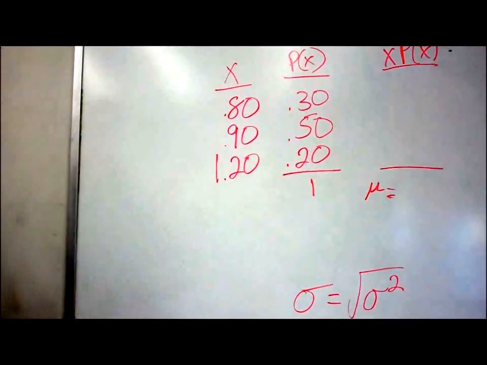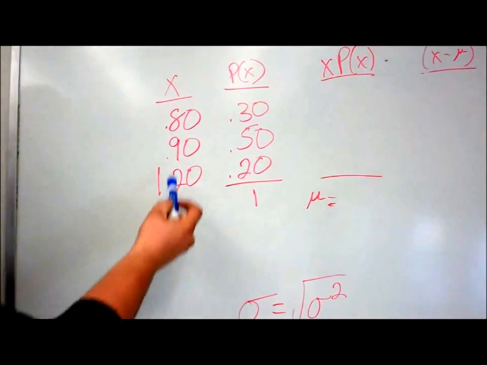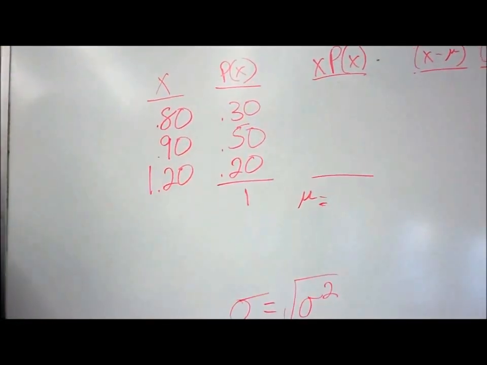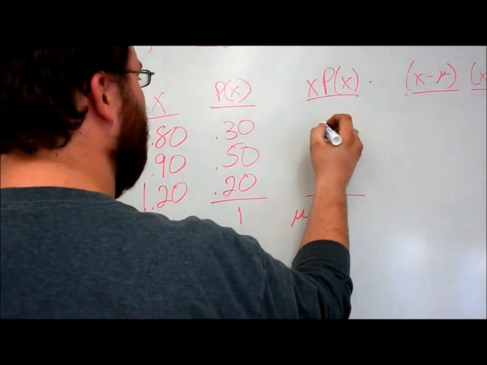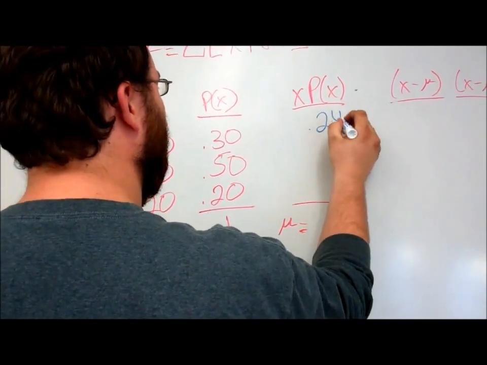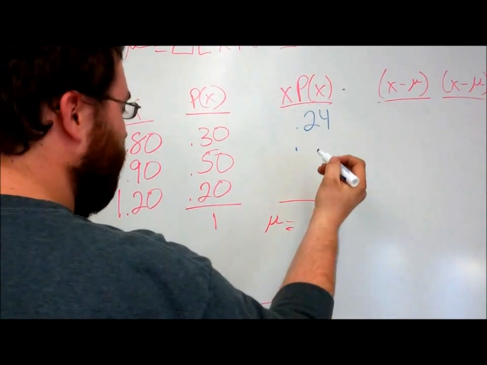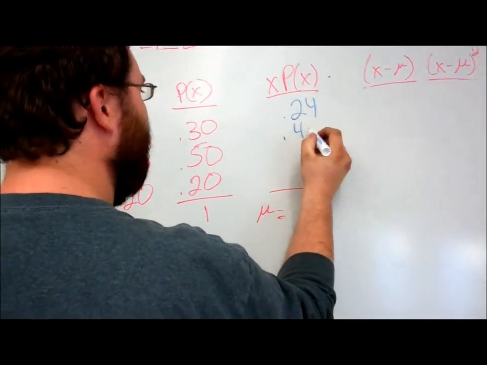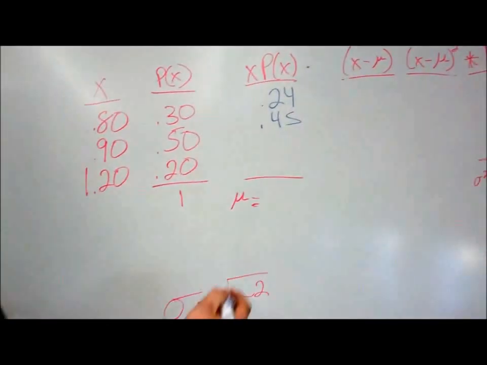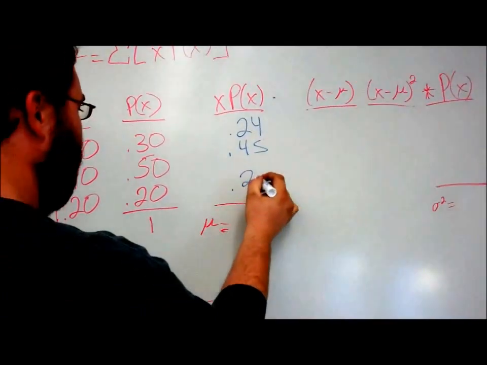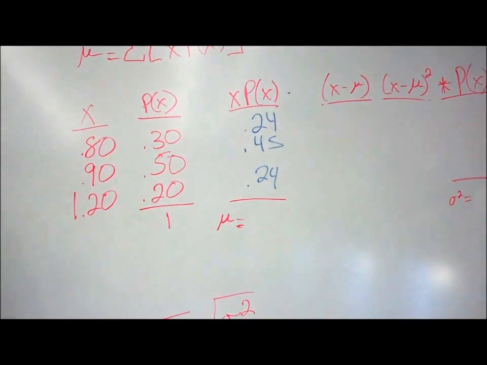Now, what we did is we multiplied x times p of x for each of these, which for the first one, we got 0.24. For the second one, we got 0.45. And for the third one, we got 0.24 again.